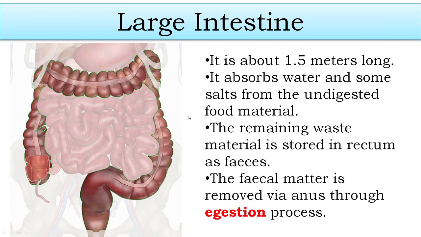Okay. The next and last organ is the large intestine. In the small intestine digestion, absorption and assimilation take place, and the food that is not digested goes to the large intestine. It is called the large intestine because it is much wider than the small intestine.